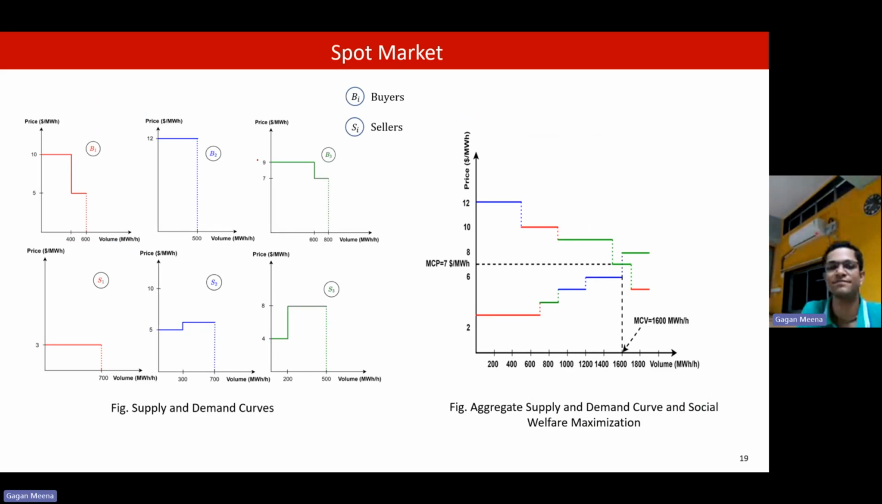This is an example for 3 generators and 3 demands, and they have stepped incremental and decremental curves. So this is buyer 1, buyer 2 and buyer 3 in different colors, red, blue and green. And these are sellers 1, 2, 3. Now we can stack these steps of the incremental curve and decremental curve one by one: stack these generators' offers in increasing order to get an overall incremental curve, and stack these buyers' bids in decreasing order.